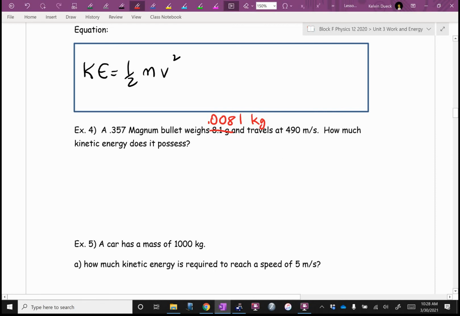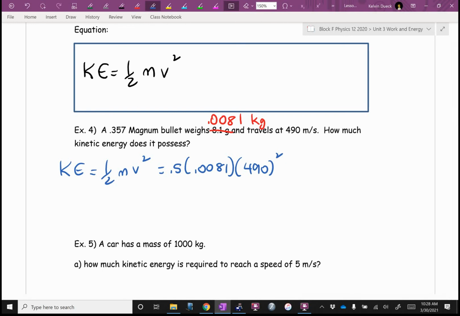And it travels at 490 meters per second. For nerd trivia, the speed of sound is 343 meters per second, so this bullet is going faster than sound. There would be a sonic boom associated with it. How much kinetic energy does it possess? Well, kinetic energy is a half mv squared. And I gave you that formula on your formula sheet, probably right next to the potential energy equation, I hope. That would make sense to me. So it's going to be 0.5 times 0.0081 times 490 squared. A bullet gets its energy not from its mass. A bullet gets its energy from its v, from its speed.